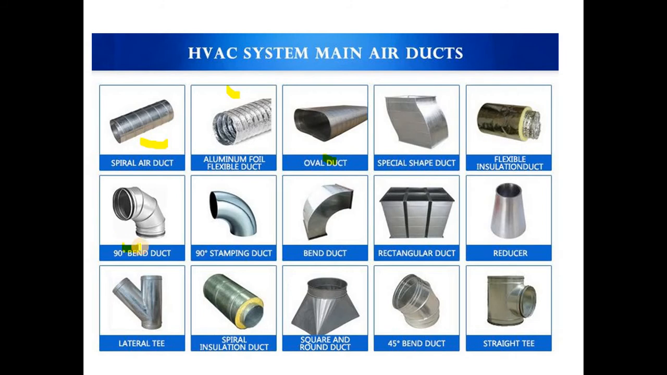A 90 degree bent duct is also used. Similarly, rectangular ducts are the most commonly used. Reducers are also necessary. A lateral T is required. Similarly, some kind of plenum section is also required. Then a 45 degree bent duct is also there, and a straight T type is also used. So these are the various shapes of duct mostly used in various HVAC applications, like restaurants, shopping malls, residential and commercial buildings, then industries, chemical plants, pharmaceutical industries, food industry, etc.